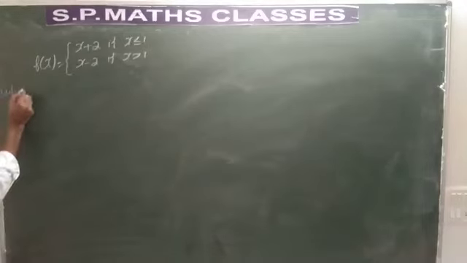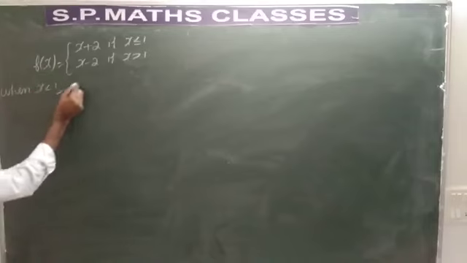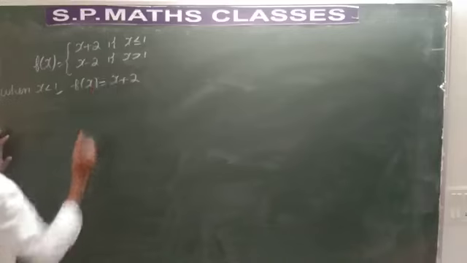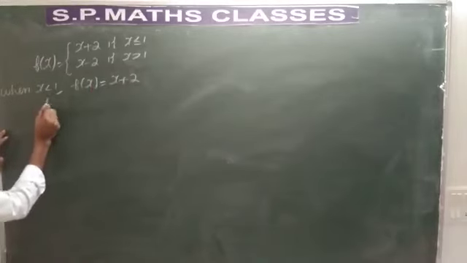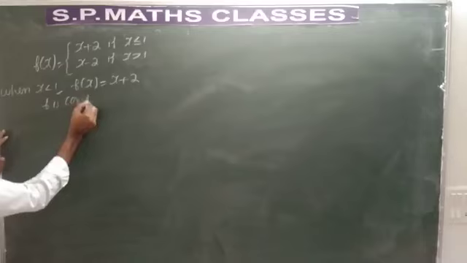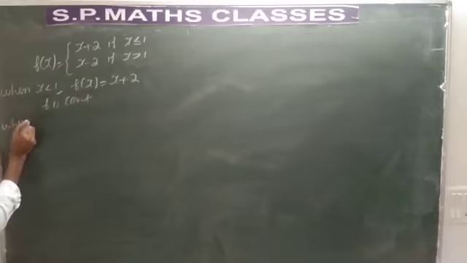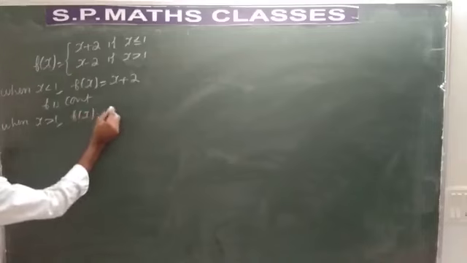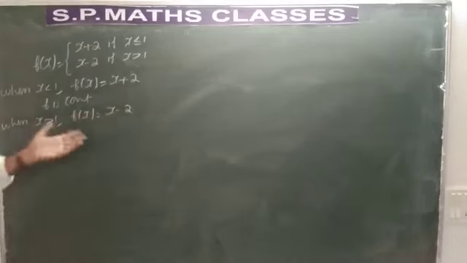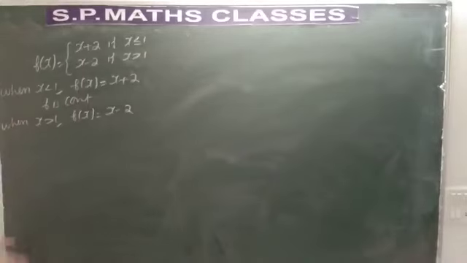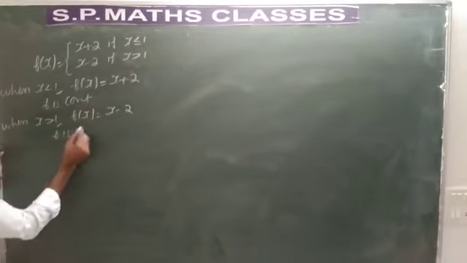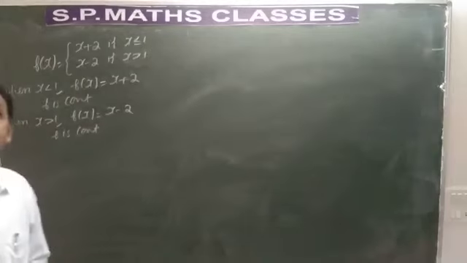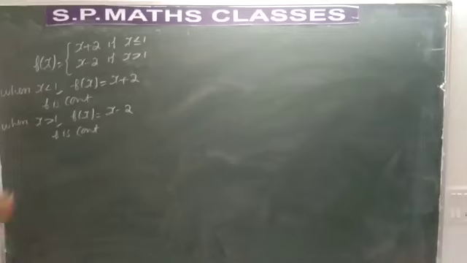I write when x is less than 1, f of x is equal to x plus 2. It is a polynomial. I conclude f is continuous because it is a polynomial function. When x is greater than 1, f of x is x minus 2. You know, x minus 2 is also a polynomial. Hence, I conclude f is continuous. So, for x less than 1, it is continuous. For x greater than 1, it is continuous.